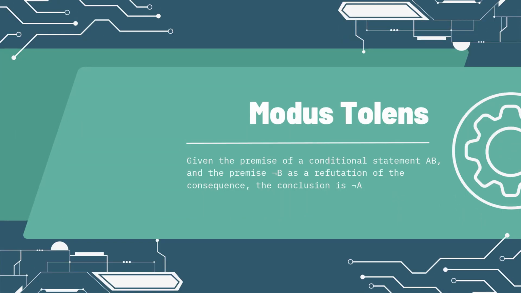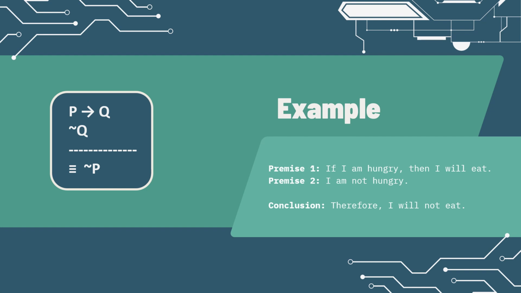Modus tollens. Given the premise of a conditional statement, if A then B, and the premise negation B as a refutation of the consequence, the conclusion is negation A. Modus tollens is a valid form of argument because it follows the correct rules of logic. The logic rules underlying modus tollens are as follows. If P then Q, Q is not true, therefore P is not true.